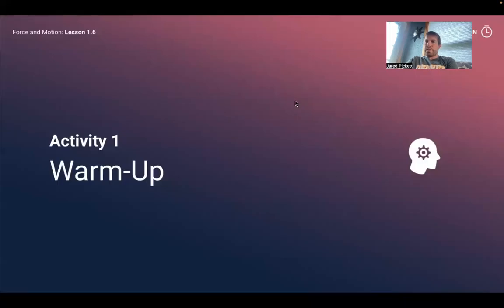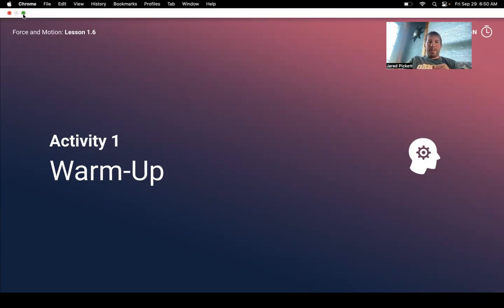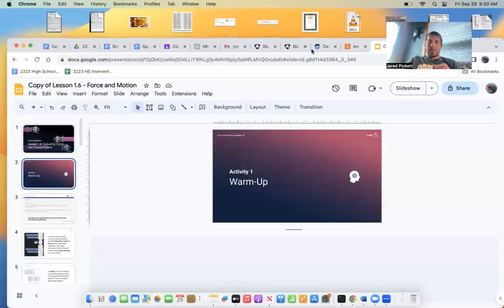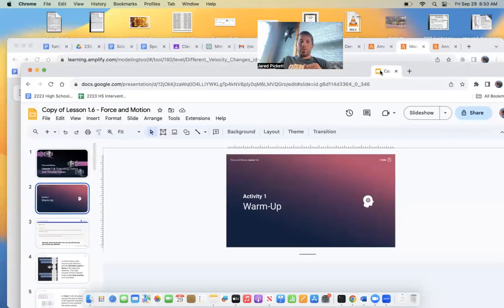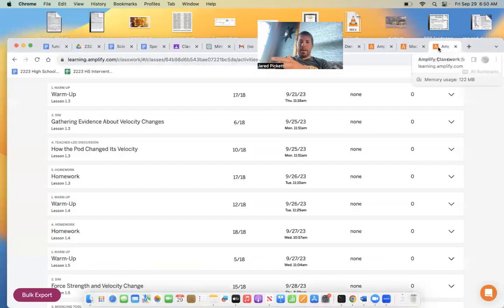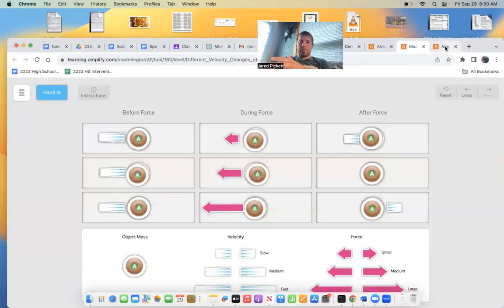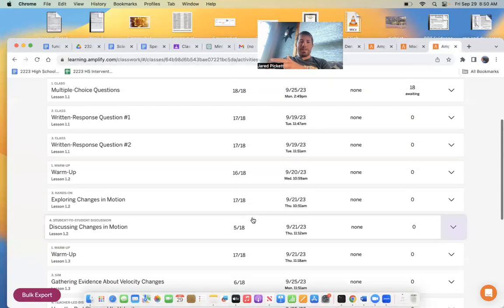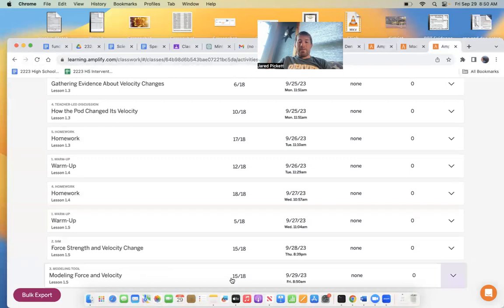So make sure that you have your science notebook out. And this is going to be tough: how do you listen to me and watch this at the same time? Let me show you what you have the ability to do. I have way too many tabs opened up here, but you can take this YouTube tab and then your Amplify tab. I'll just do this because you can't see anybody's name. As of right now, 15 of the 18 of you have finished that modeling activity.